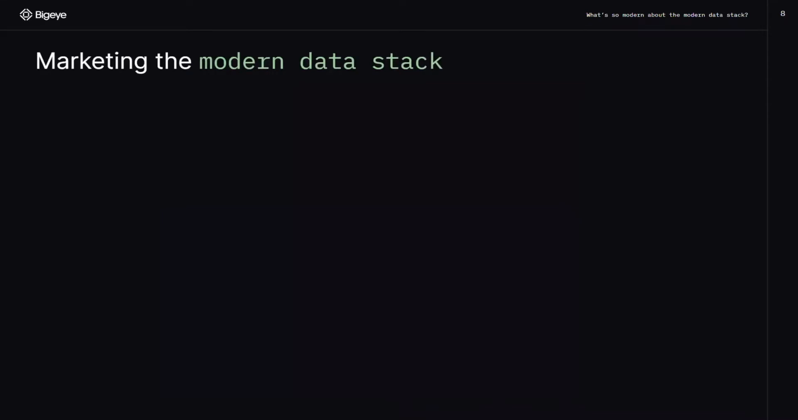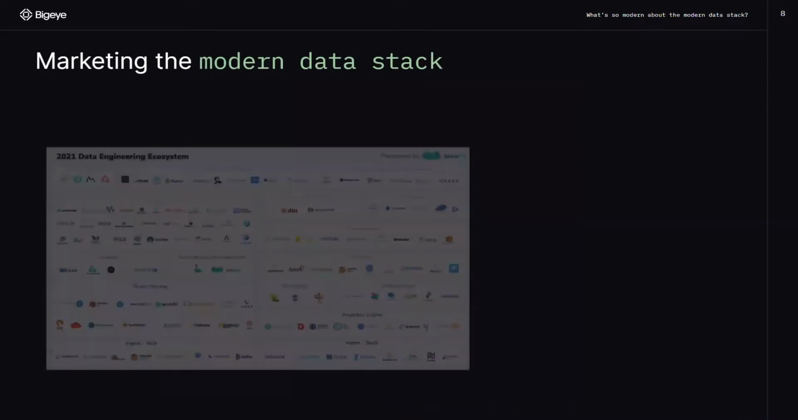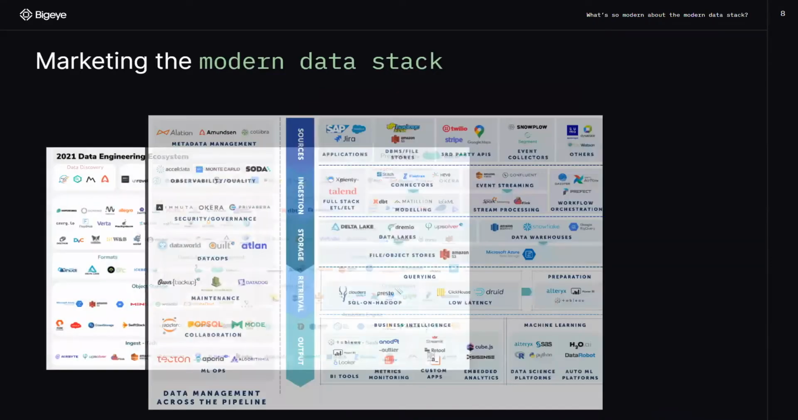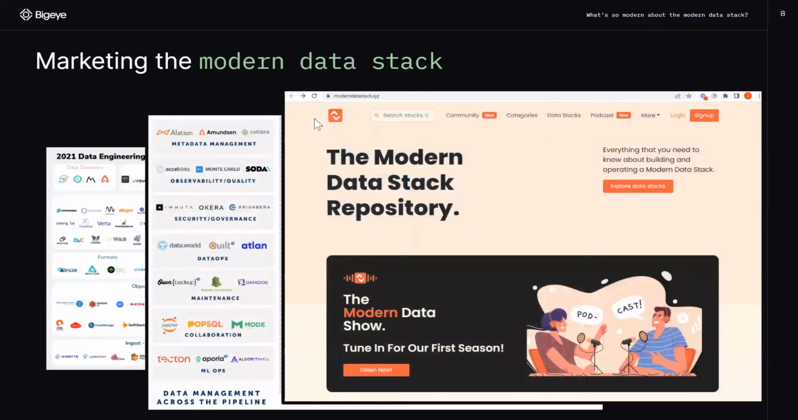But really what the modern data stack has become is it's become more of a marketing term, right? So this ecosystem has grown and every company has their own version of this diagram. There are even podcasts and blogs and newsletters all about this stuff, right? So the term itself has taken on a lot of hype, frankly.